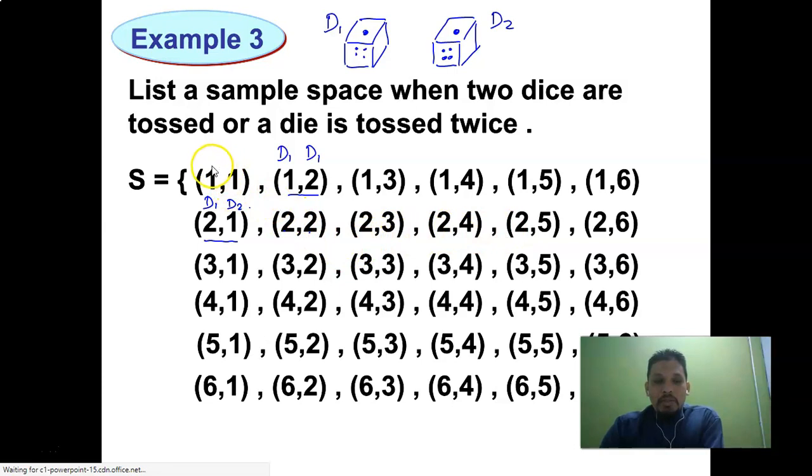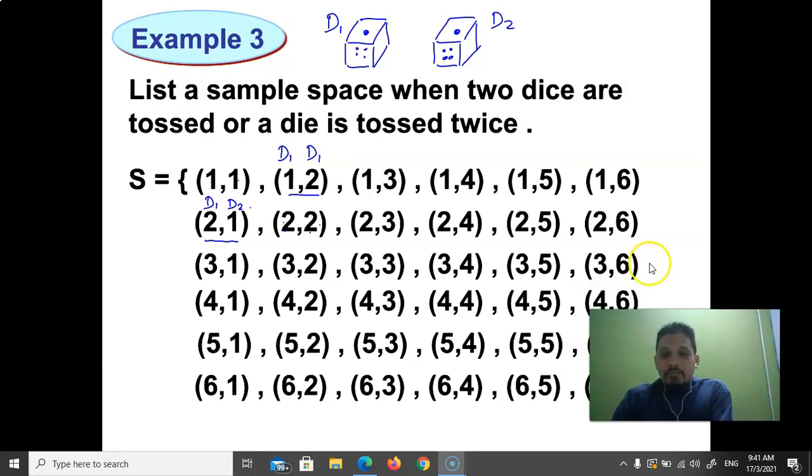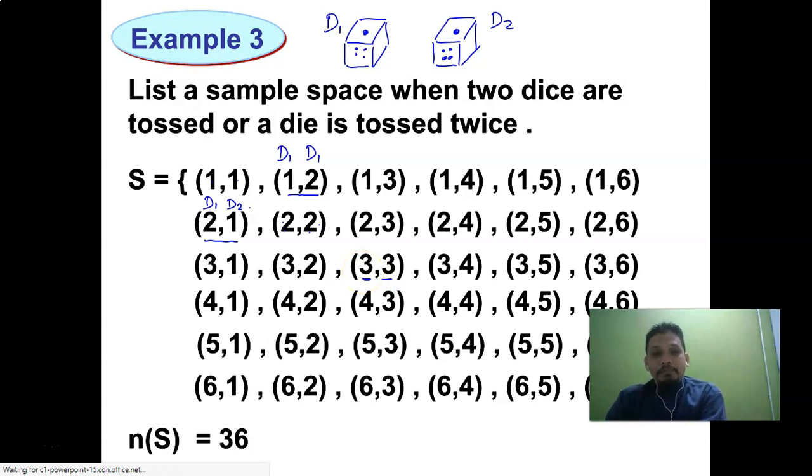You can look at the results here: 1 and 1, 2 and 2, 3 and 3, 4 and 4, 5 and 5, 6 and 6. With a double result, because it's the same result, it appears only once. So the number of outcomes in the sample space is 36.